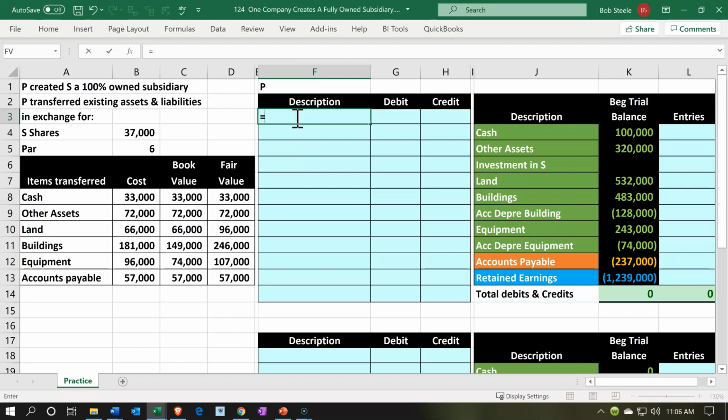Okay, so here we go. We're going to say that cash is going to be going out. So let's say cash here first. And cash is going from P to S, so it's going to be a credit. We're going to be decreasing cash. I'm going to say negative. Now I'm going to be picking up the book value column, although, of course, cash is the same for every column because the book value and the fair value and the cost would be the same for cash. And then we're going to go to the other assets, and that's going to be, we transferred other assets to the subsidiary.